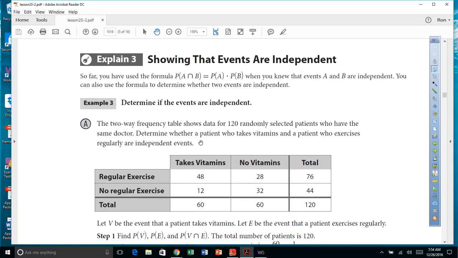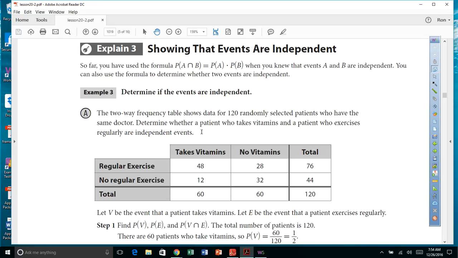Showing that events are independent. So far, you have used the formula probability of A intersection B equals probability of A times probability of B, when you knew that the events A and B are independent. You can use the formula to determine whether the two events are independent.